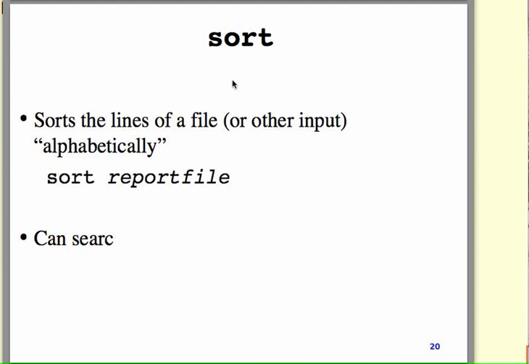Okay, so the basic function of sort is to sort the lines of a file alphabetically. It can be a file, and for now let's just stick to file. So the way we will run sort is we type sort and then the name of a file that exists and has lines that we want to sort. It doesn't sort by words, only by lines. You can sort by columns, but that's a little different. We'll look at that too.